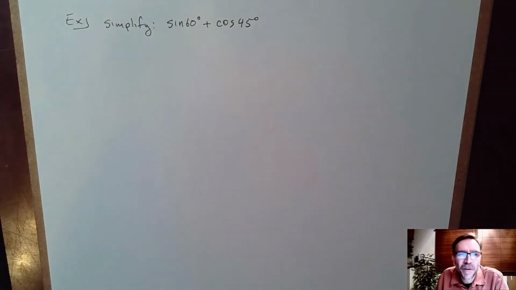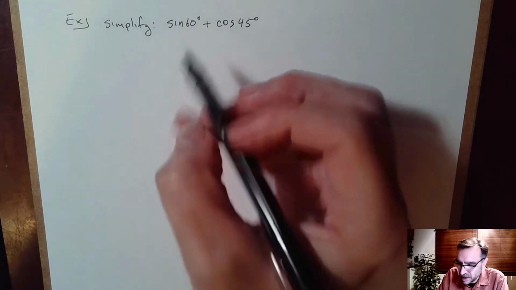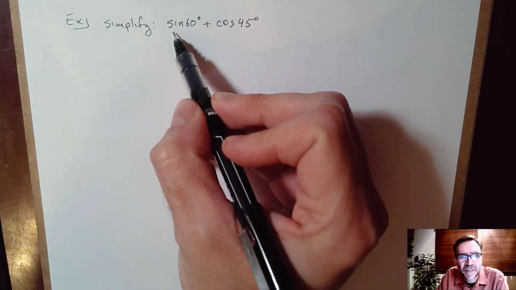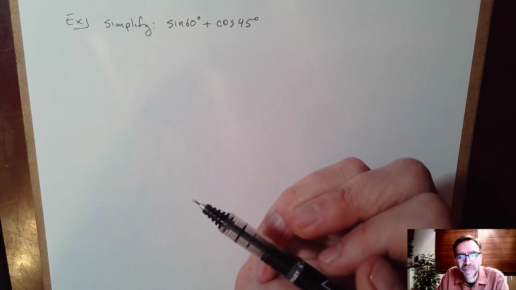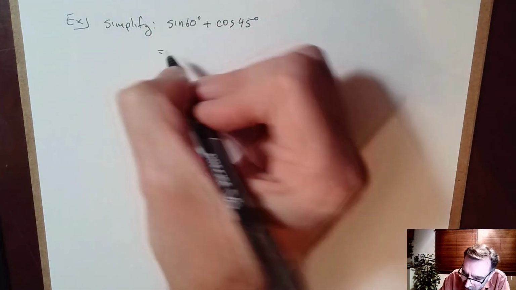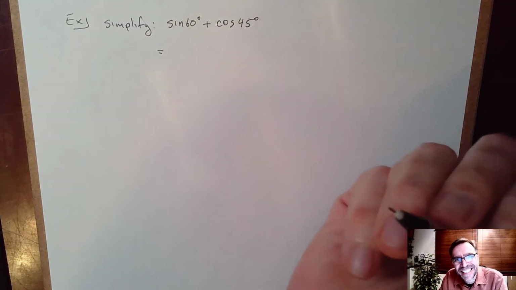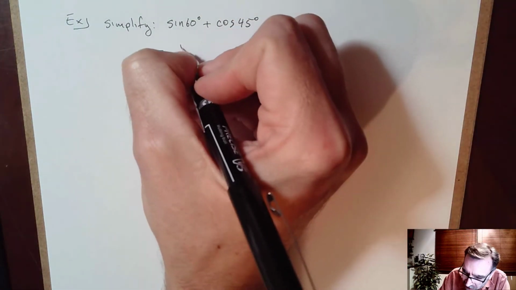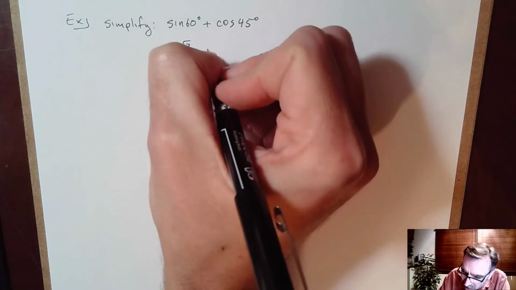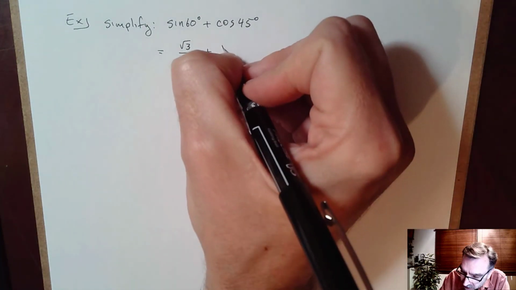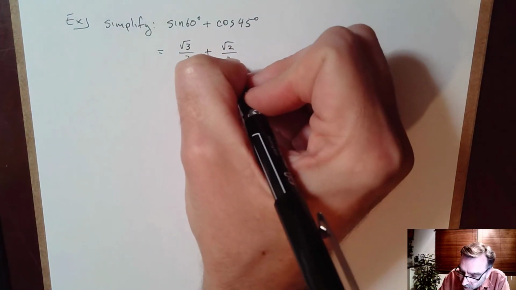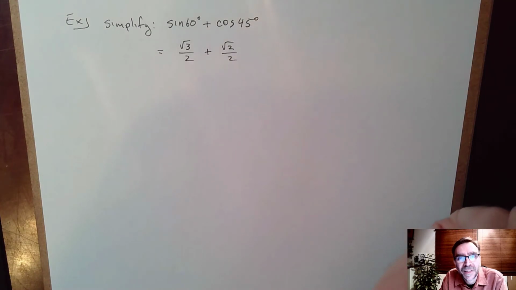Now to finish this off, I want to do a couple examples. The first one I have here is to calculate or simplify sine of 60 plus cosine of 45. Now to do that, we're supposed to memorize sine of 60. We just did it. And that ratio came out to be square root of 3 over 2, plus cosine of 45 degrees. We did it. And that came out to be square root of 2 over 2.